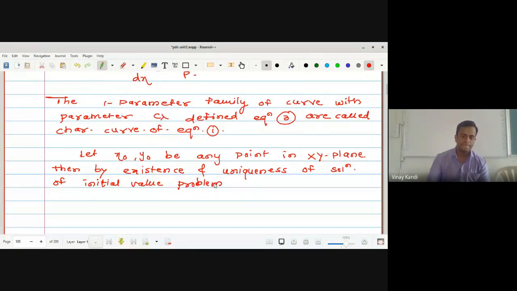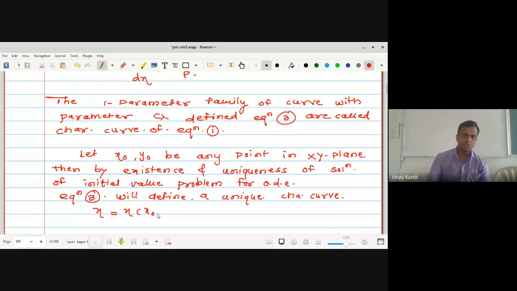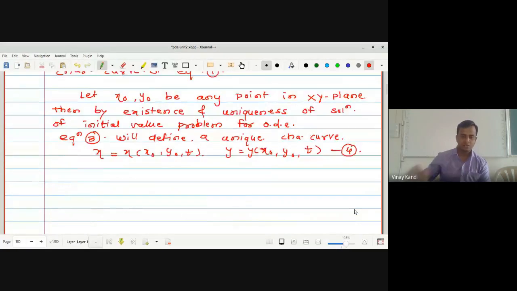Initial value problem for the ordinary differential equation. The equation 3 will define a unique characteristic curve. Say that curve is x equal to a function of x naught, y naught, and t, where t is the parameter, and y is equal to y of x naught, y naught, and t. This is equation number 4, such that x of 0 is equal to x naught and y of 0 is equal to y naught.